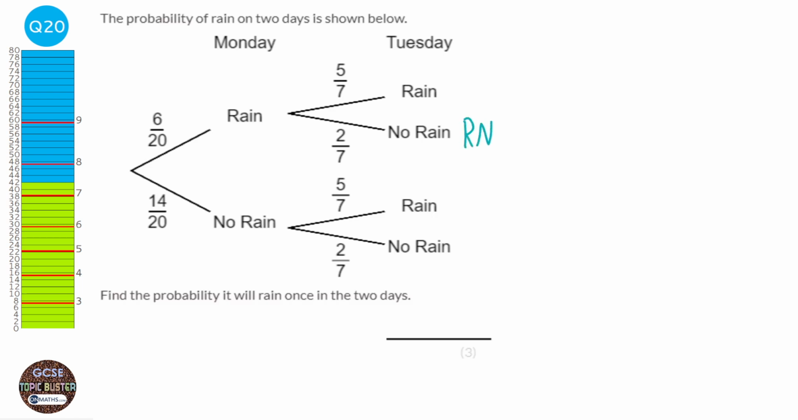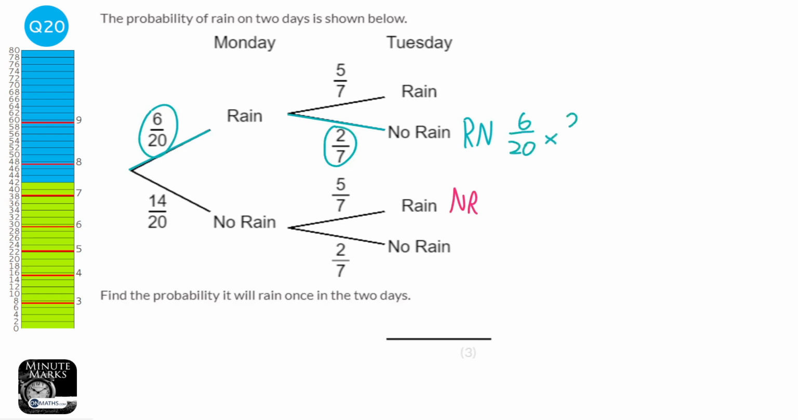So there are 2 outcomes that it will rain once in the next 2 days, and that will be rain and not rain, and not rain and rain. So to work out the probability, it will rain on Monday and then not rain on Tuesday. What you're going to do is just multiply 6 over 20 by the 2 over 7. So 6 over 20 times 2 over 7. And that will give us 12 over 140.